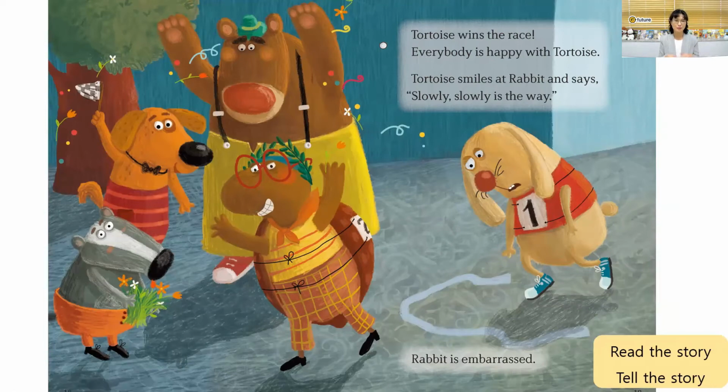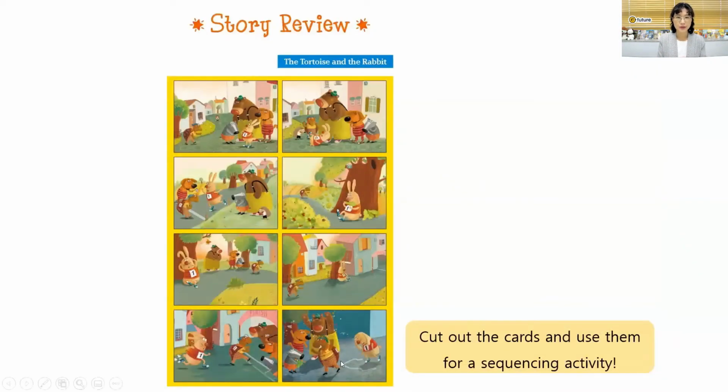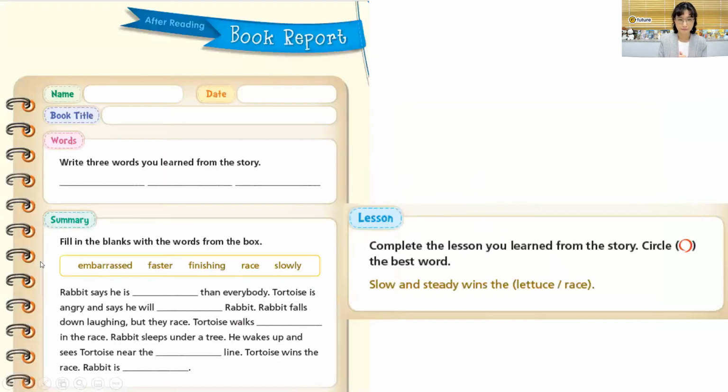Okay, so you can read the story and we have a story review section in the book. So we provide the pictures, so you can look at the picture and you can tell the story. Or you can cut out the cards, mix them, and put them in the correct sequence. This will be a very good sequencing activity. And this is already included in the book as a story review, right?